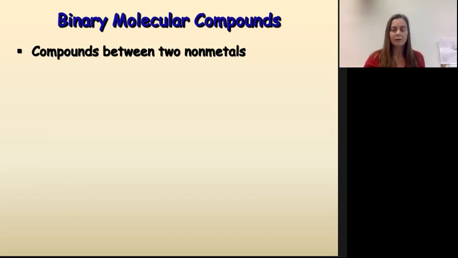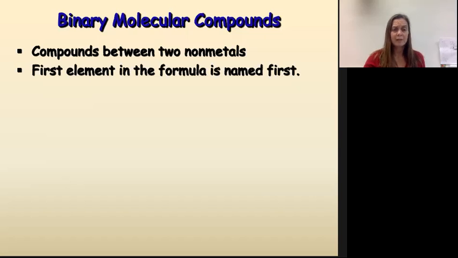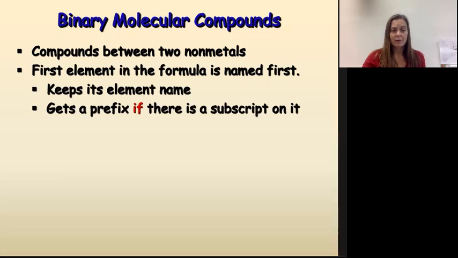So if you're looking at a formula and you're trying to decide how you should name it, you want to look and see, do I have a metal or do I have only non-metals? And if you have only non-metals, then we're going to follow this naming convention. So the first element in the formula is going to get named first. And usually you'll see that this is the element that is farther to the left on the periodic table. It is the element that is less electronegative. So this first element keeps its element name. If there's a subscript on the first element, it gets a prefix. If there's no subscript and it's a 1, it doesn't need a prefix.